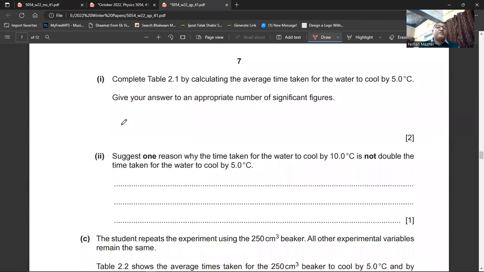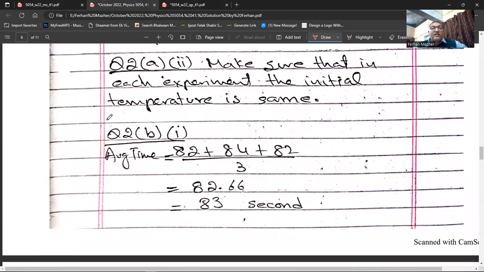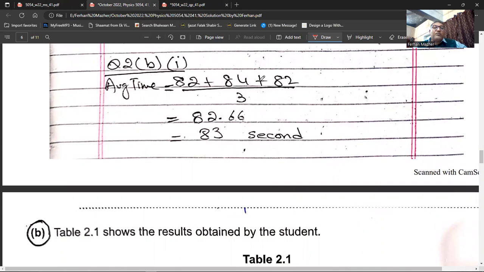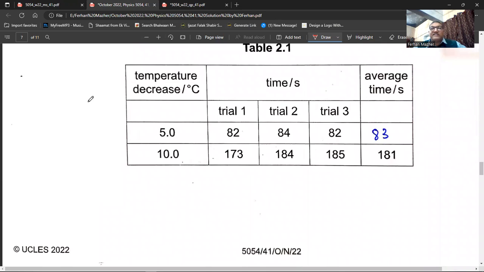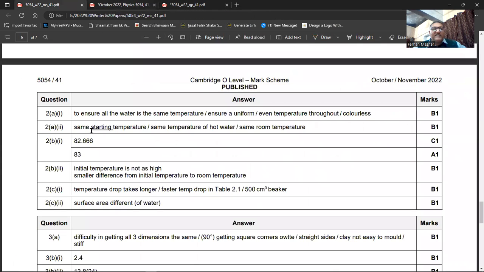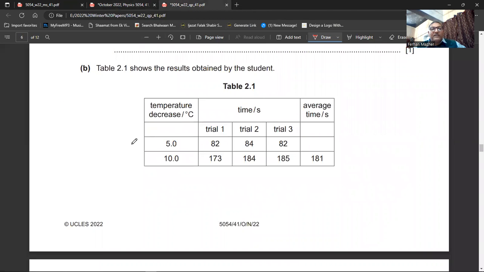The question is: complete Table 2.1 by calculating the average time taken for the water to cool by 5 degrees centigrade. Give your answer to an appropriate number of significant figures. So I will add up 82 plus 84 plus 82 and divide by 3. This is how you take the average. That will be 82.66, which is approximately 83 seconds. So in that table, I will write 83 seconds. 83 seconds is the right answer. So we have completed that table.